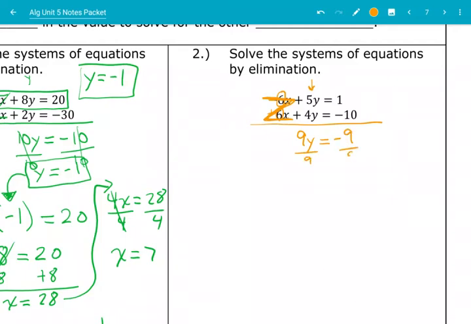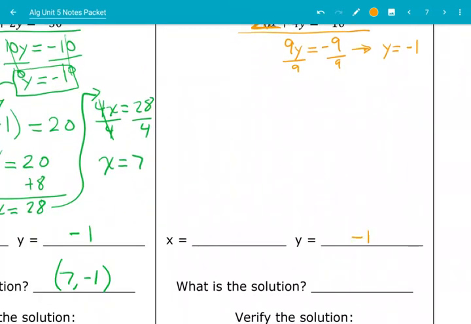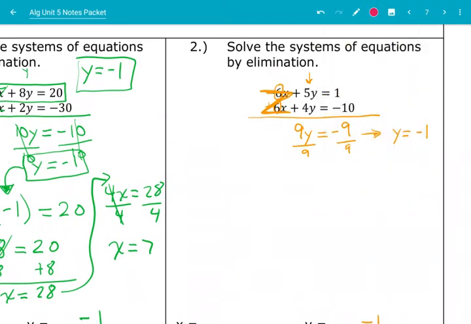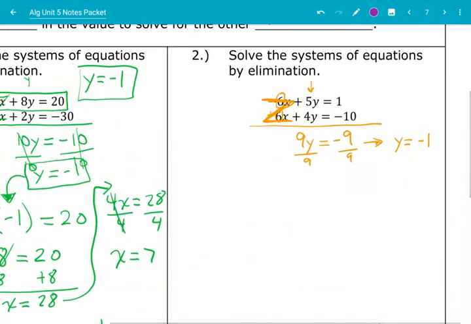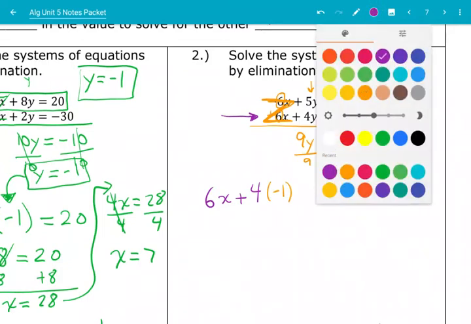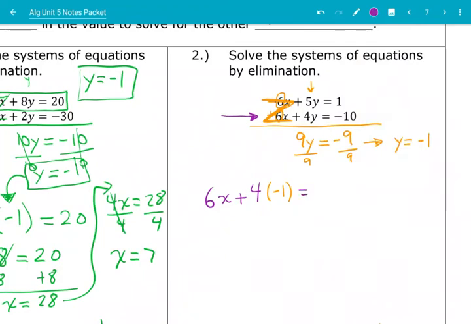So divide by 9, and we've got y equals negative 1 again. How about that? So y equals negative 1, and I'm going to change colors just to differentiate between the two equations. So now I have minus 1 for y. I'm going to plug it back into this equation because it's the one that has positive and makes it easy. So I've got 6x plus 4 times y, which is now negative 1, equals minus 10.